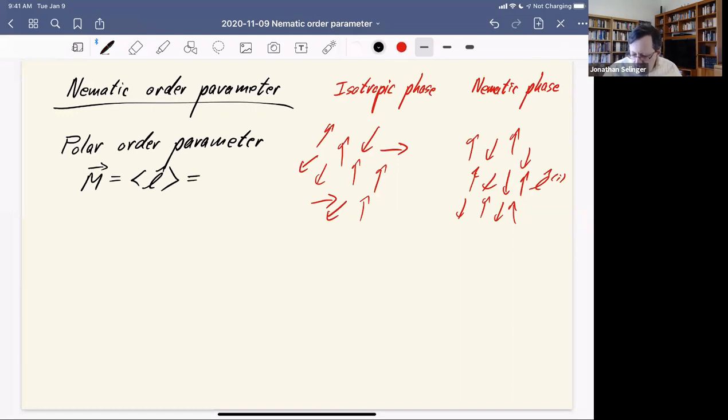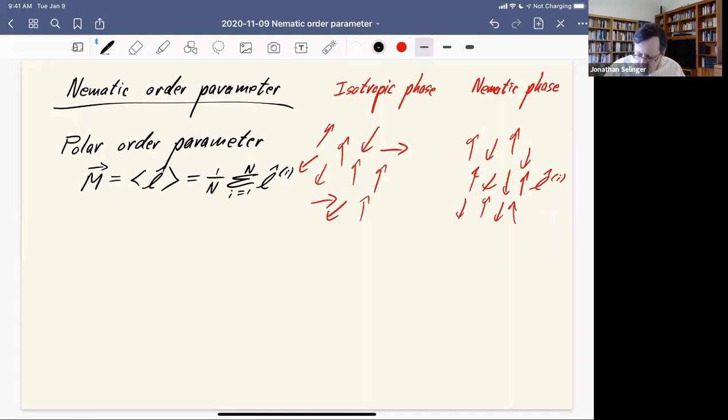That is, take all the L's and add them up and divide by the number of molecules, like that. That makes a vector. That's a nice, well-defined object. The trouble is it's zero in the nematic phase because half the molecules are pointing up and half the molecules are pointing down along that axis. So that is not going to work as an order parameter for the nematic phase. So we have to try something else.